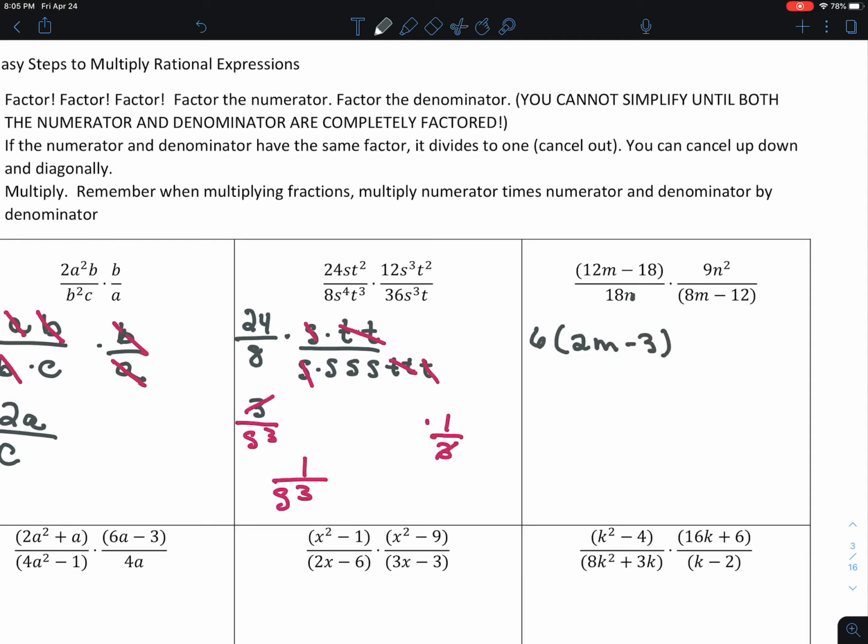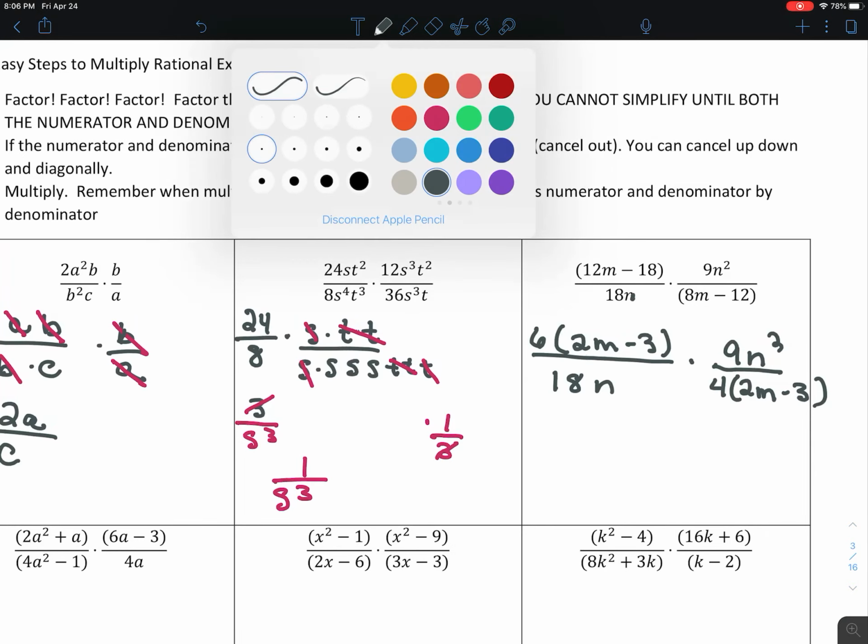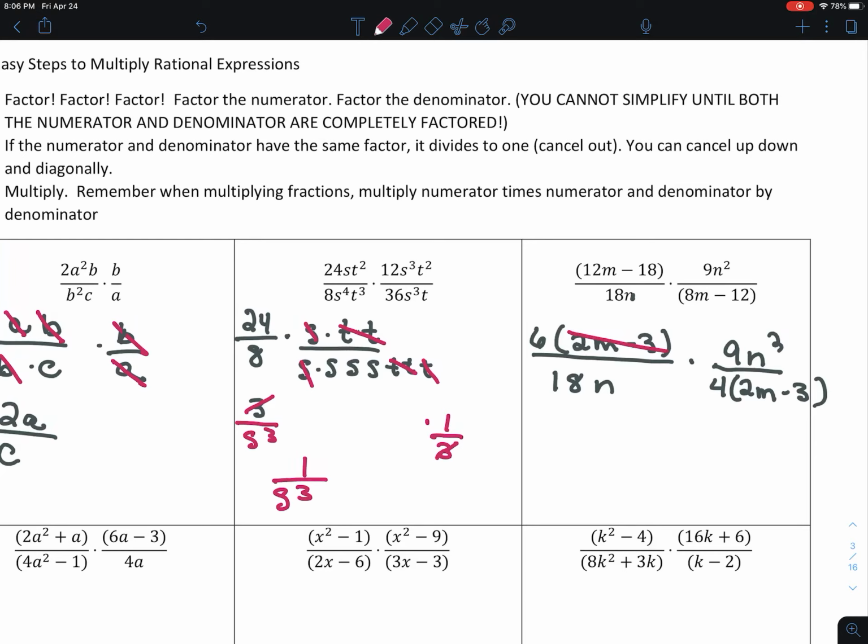And that should be, oh no, that's again. Okay, and that's going to be over 18n. And then I have 9n squared over, what's the GCF between 8 and 12? It's 4. So I'm left with 2m minus 3. And is there anything that cancels? Well, we see that 2m minus 3. Now, in order to cancel it, all of it has to be in the parentheses. And then this n will cancel with that n.